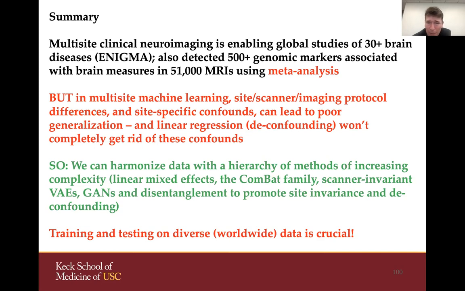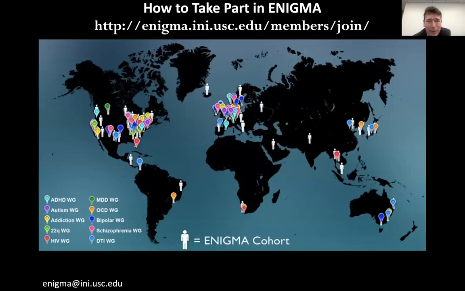So you'll see both linear regression deconfounding, such as ComBat, and then more complex methods, such as scanner invariant autoencoders or GANs. They can often disentangle the site invariant features, the ones we care about, from the ones that are circumstantial, such as the protocol used or the kinds of people that are assessed. But that isn't to say that we can get away with just using these methods. We do need to train and test our methods on very, very diverse data, ideally from across the world, from people of different ethnic backgrounds and different cultures, to make sure that we've seen the full space of biological variation that is found in reality.